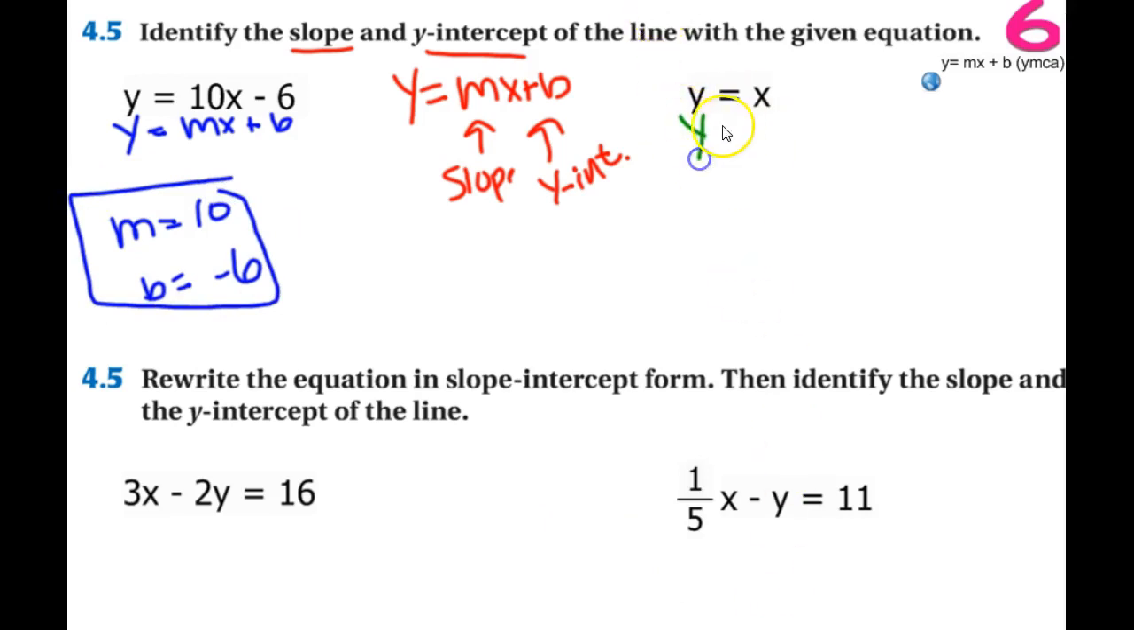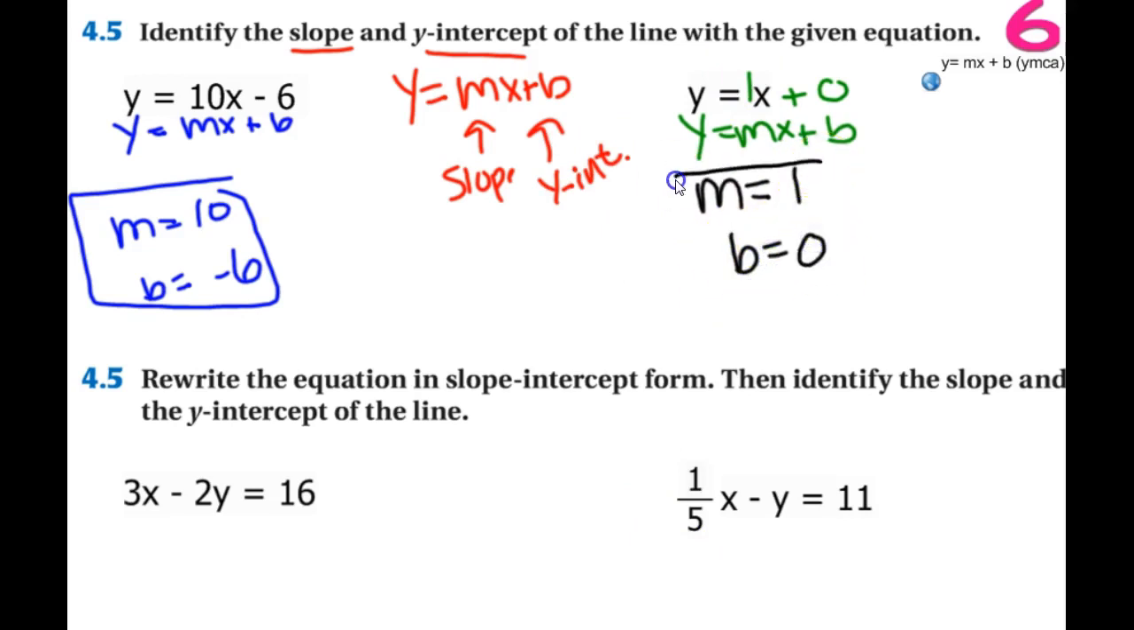Same thing here. We have y equals 1x, it's really 1, plus b, or mx plus b. We'll change that here. So really, there's no b here, so I can assume it's 0. So my m, or my slope, is 1. If you want to make it a fraction, you can. And b is 0.